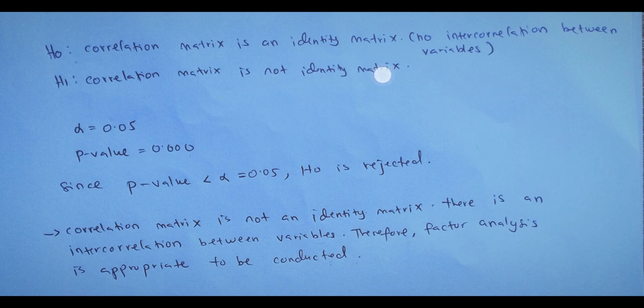So we can conclude of H1, which is the correlation matrix, is not an identity matrix, so there is an intercorrelation between the variables. Therefore, factor analysis is appropriate to be conducted using the Bartlett test.